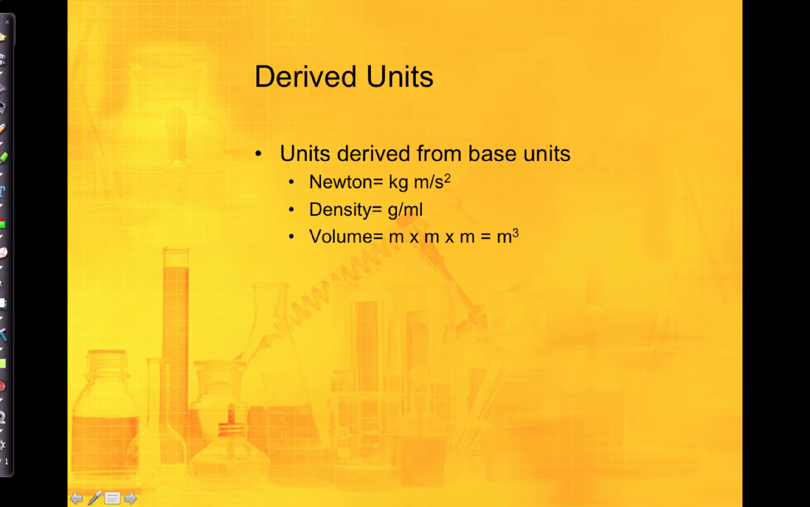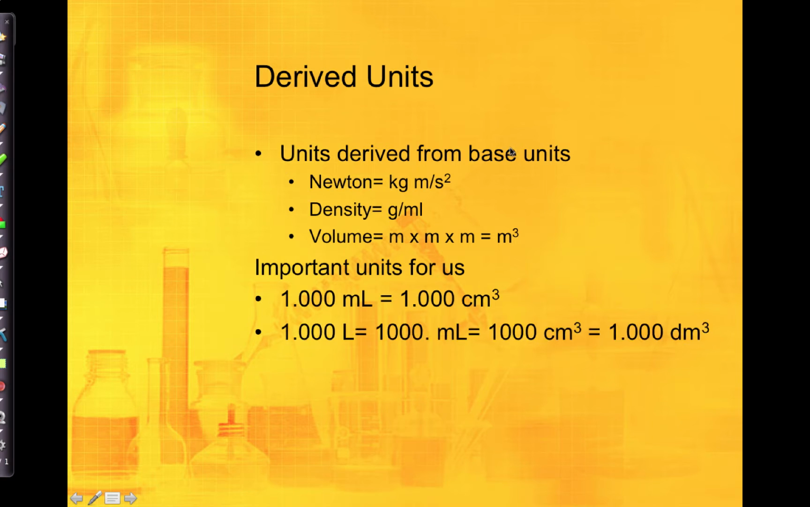Density is the unit we're going to use in here a lot, and that's grams per milliliter, or any mass unit divided by a volume unit. You might also see volume written as meters cubed, or centimeters cubed, or decimeters cubed. And really, if you were to take the length, the width, and the height of any object and multiply them together, you would get a volume.